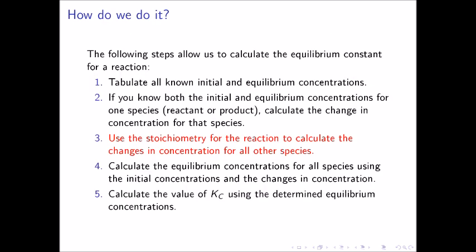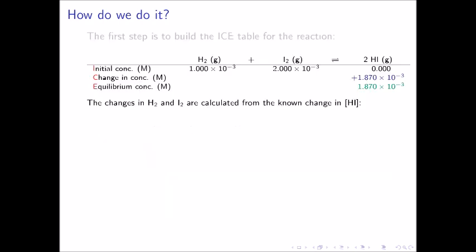The next step is to use the stoichiometry for the reaction to calculate the changes in concentration for all other species. In order to do this, the changes in H2 and I2 must be calculated from the known change in HI concentration. To calculate the change in H2 concentration, we begin with our change in concentration for HI, 1.870 times 10 to the minus 3 molar.